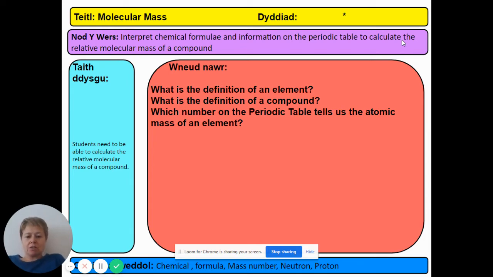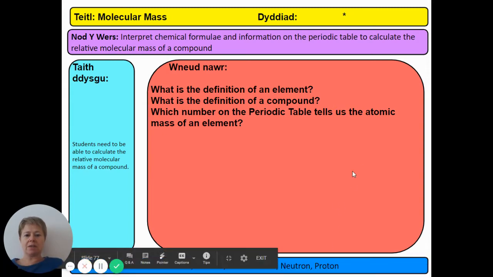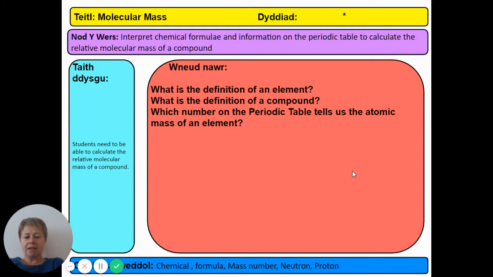Your do now task is to remind yourself what we mean by the definition of an element and the definition of a compound, and remind yourself which number on the periodic table tells us the atomic mass of an element. This can be paused while you get that done. Hopefully you've finished your date, title, do now task and keywords. So let's go through the do now task.